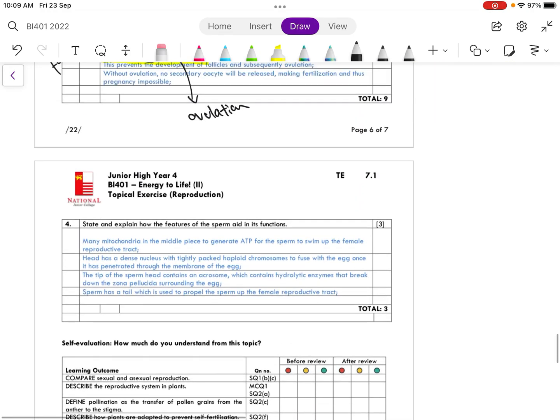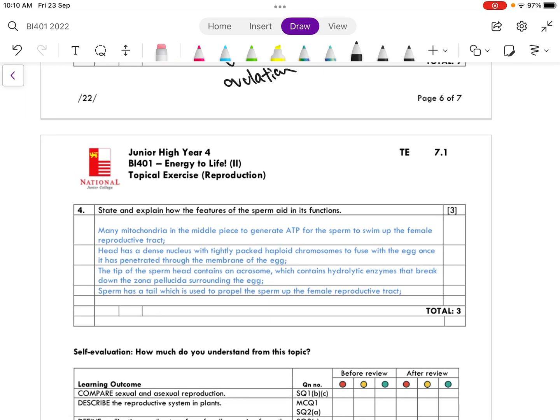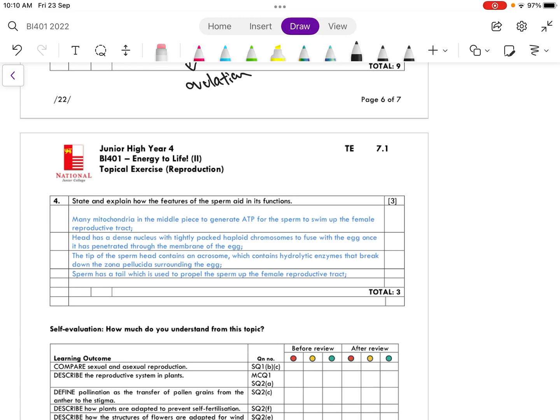Let's go to the last question. State and explain how the features of the sperm aid in its function. They're asking you to describe the structure and adaptation of a sperm. A sperm comes with, number one, this vesicle region at the head called an acrosome. The acrosome contains a lot of hydrolytic enzymes that help to break down the zona pellucida surrounding the egg.